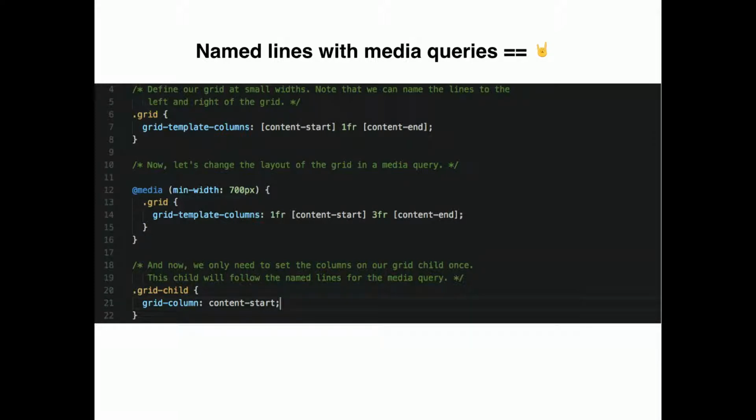Content start over here is on the left, the very left of the grid. Content start right here has a column to the left of it, so it's kind of in the middle of the grid. And on this grid child, it's going to follow wherever that content start is. That makes sense.